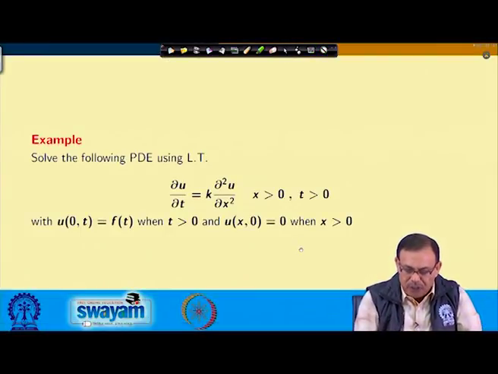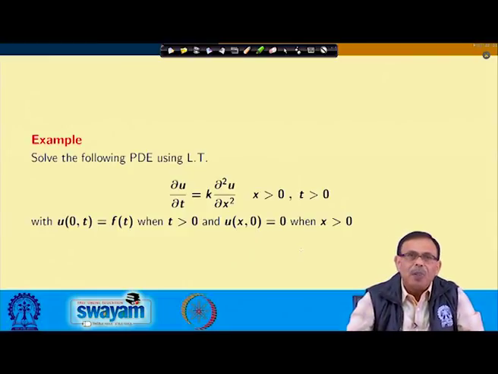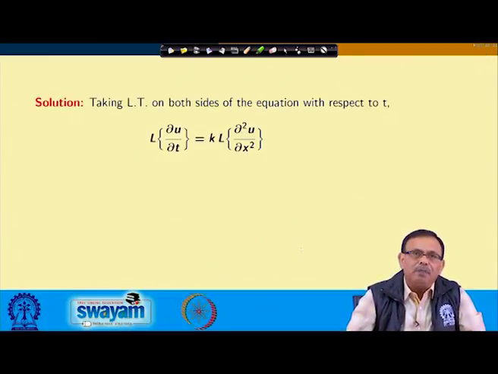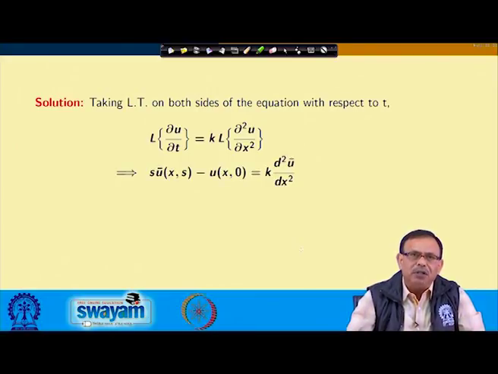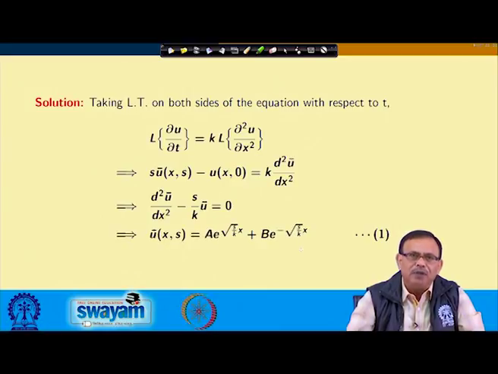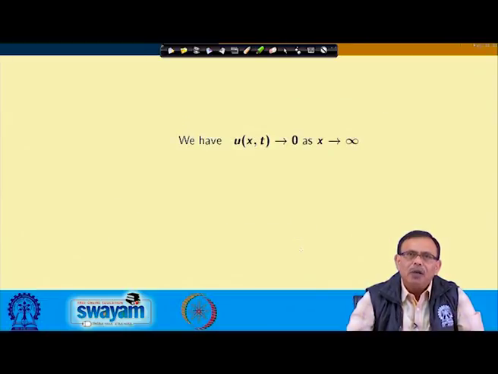Let us see quickly for this particular problem. Taking the Laplace transform on both sides of the given equation, you are getting this, so that the Laplace transform of del u del t is s u bar(x,s) minus u(x,0) equals this. Your u(x,0) is 0 and you will get this ordinary differential equation. The solution you can obtain very easily by equation 1, where a and b are constants. We have to find out the values of these two constants.